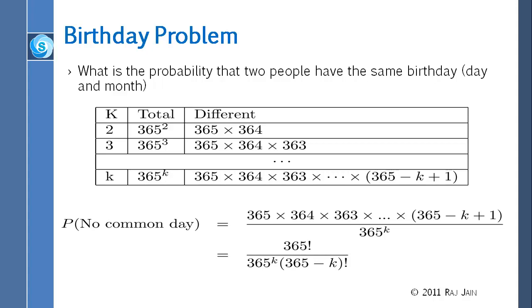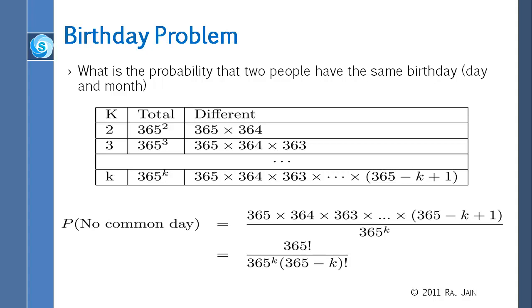which actually turns out to be not very difficult, because if you divide this by that, that is 364 upon 365, and 1 minus that is 1 upon 365. So the probability of two people having the same birthday is 1 upon 365. That's easy, right? But what about three people?